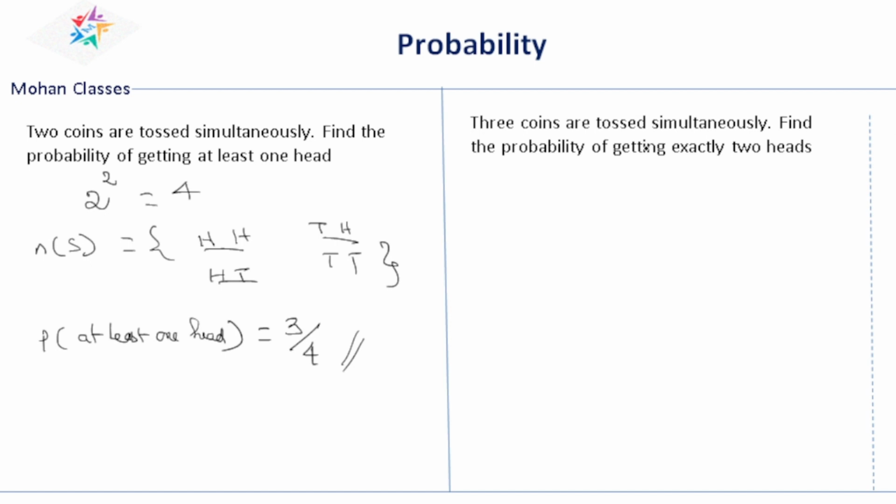Now 3 coins are tossed simultaneously. Find the probability of getting exactly 2 heads. So how many times will there be 2 heads? So here it is coins 3 times. So what is the total possible outcomes? 2 cubed, right? That is equal to 8. So now we have to find out the sample space. n of S is equal to 8. First we have to write 4 heads and then 4 tails.